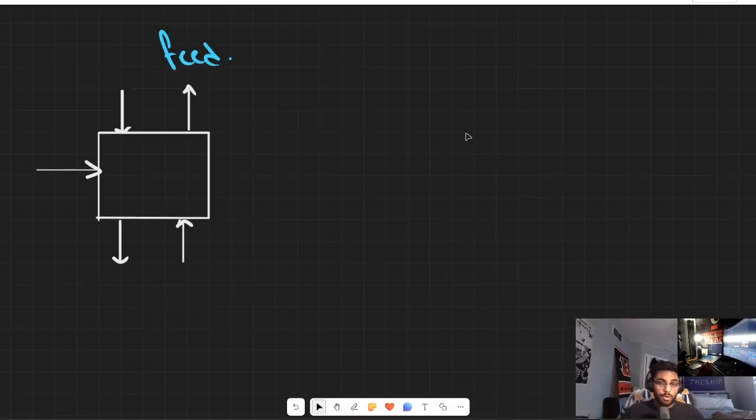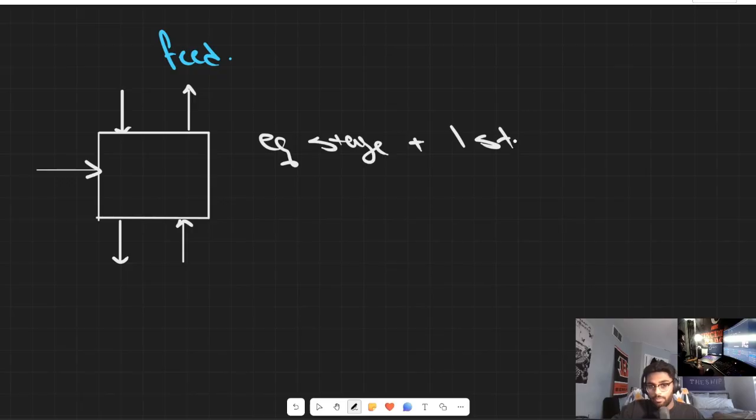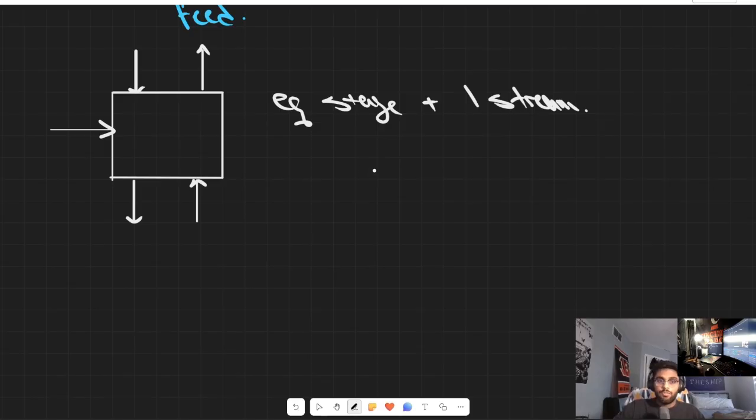So now let's move on to our feed stage. Now our feed stage looks very similar to our equilibrium stage, except for the fact that we now have the inlet where we are feeding into our distillation column. A convenient way to simplify this is to say that a feed stage is essentially an equilibrium stage plus another stream, so one stream. So our equilibrium stage, if you remember, had a degree of freedom analysis of 2C plus 6.